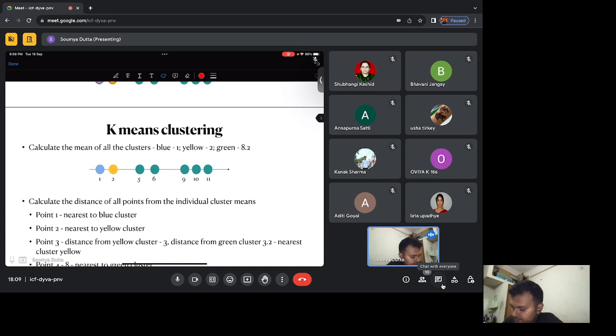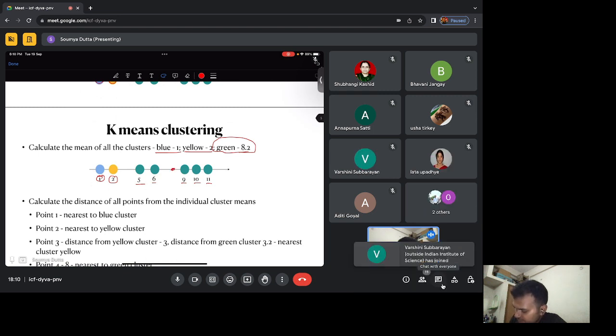Once you do that, the next step of k-means is you need to find out the means of all the 3 clusters again. Blue has only 1 point, therefore blue will have a mean of 1. Yellow has only 1 point, so yellow will also have a mean of 2, and for these 5 green points, if you add 5 plus 6 plus 9 plus 10 plus 11, you would see that it comes out to 8.2. So the green cluster mean is somewhere here, let's say, if this is 6 and this is 9.